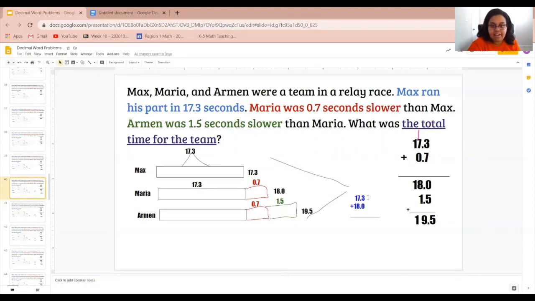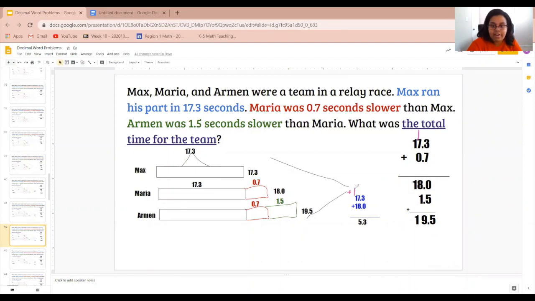To do that, I know that 3/10 plus 0/10 equals 3/10. I know that 7 ones plus 8 ones equals 15 ones. Now I can rename 15 ones as 1 ten and 5 ones. That 5 I can leave in the ones place, but that extra 10 I'm going to move over into my tens column. That's why we put a 1 on top.